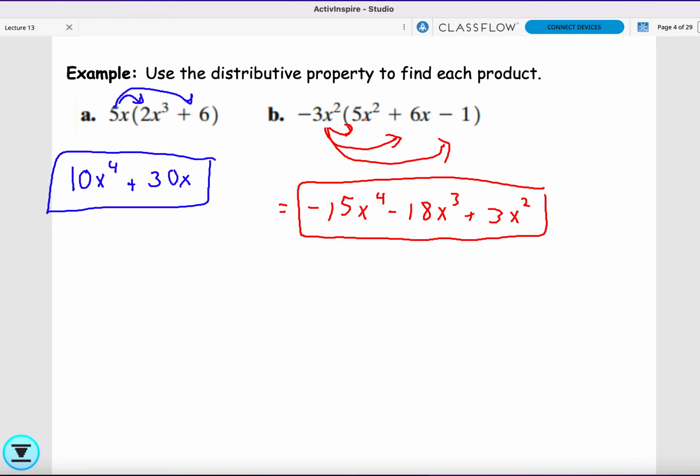So since we have letters involved now, we have to use the laws of exponents. And then the numbers, just multiply the numbers, guys.